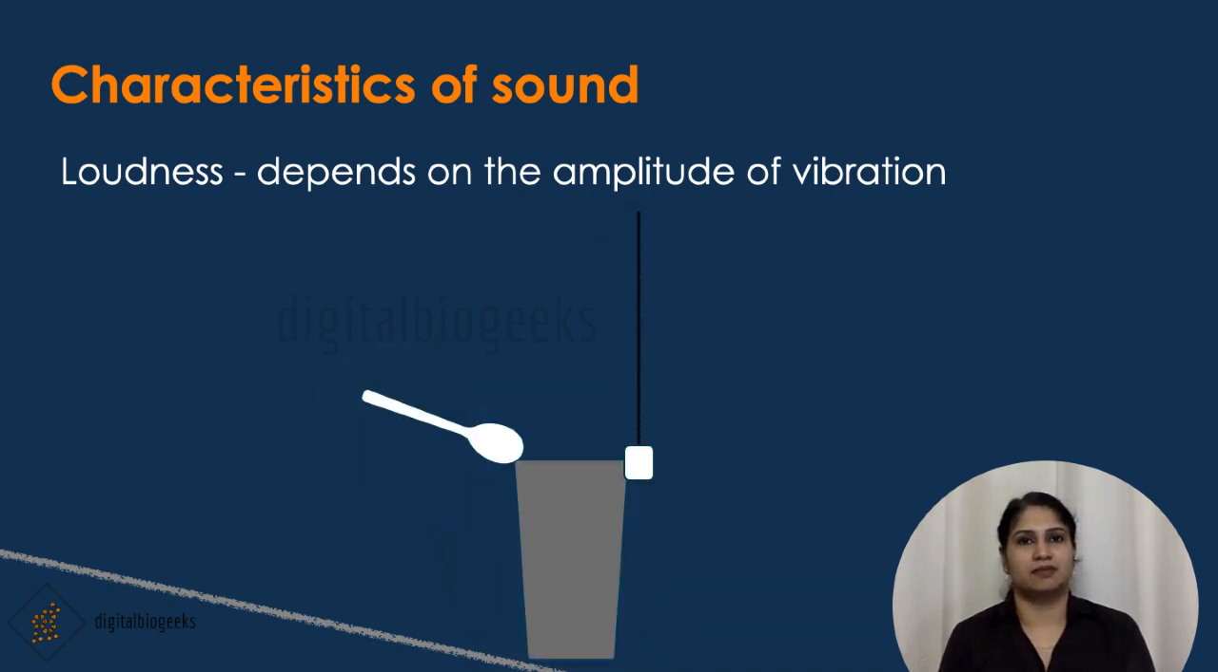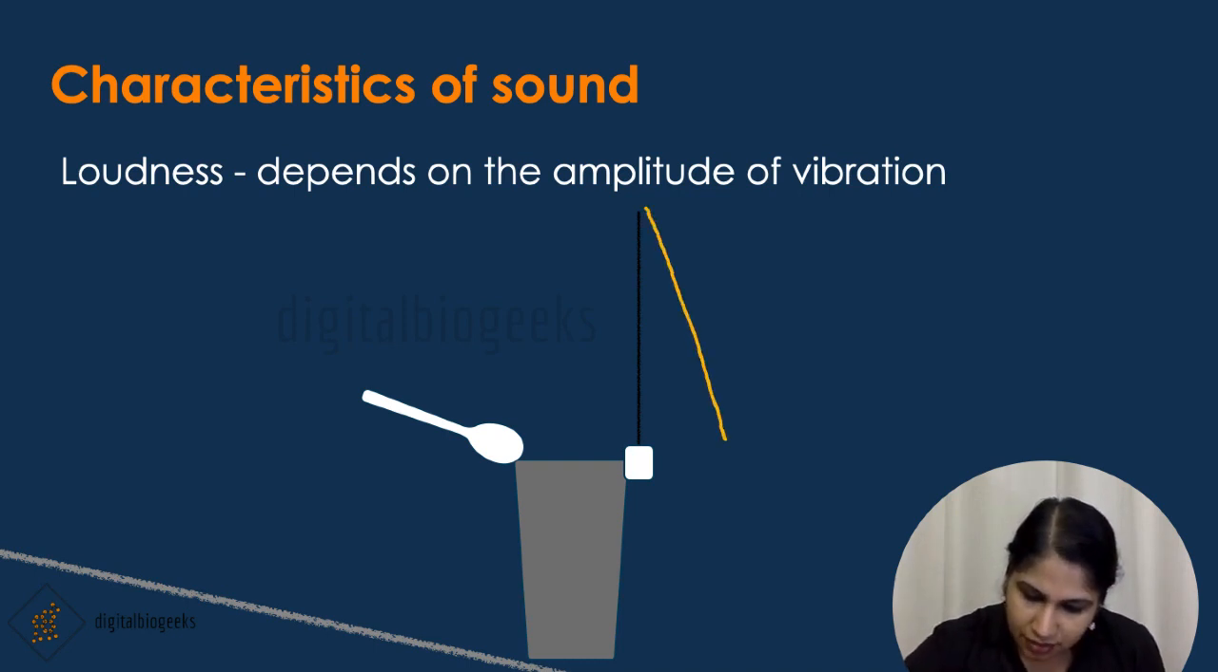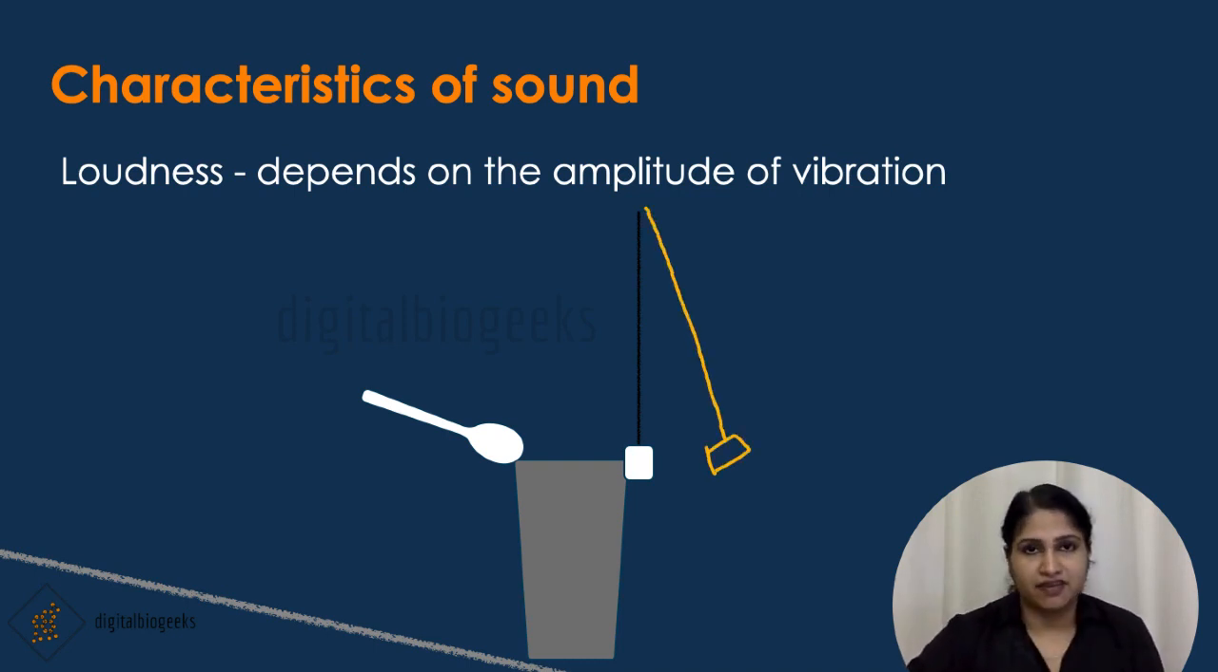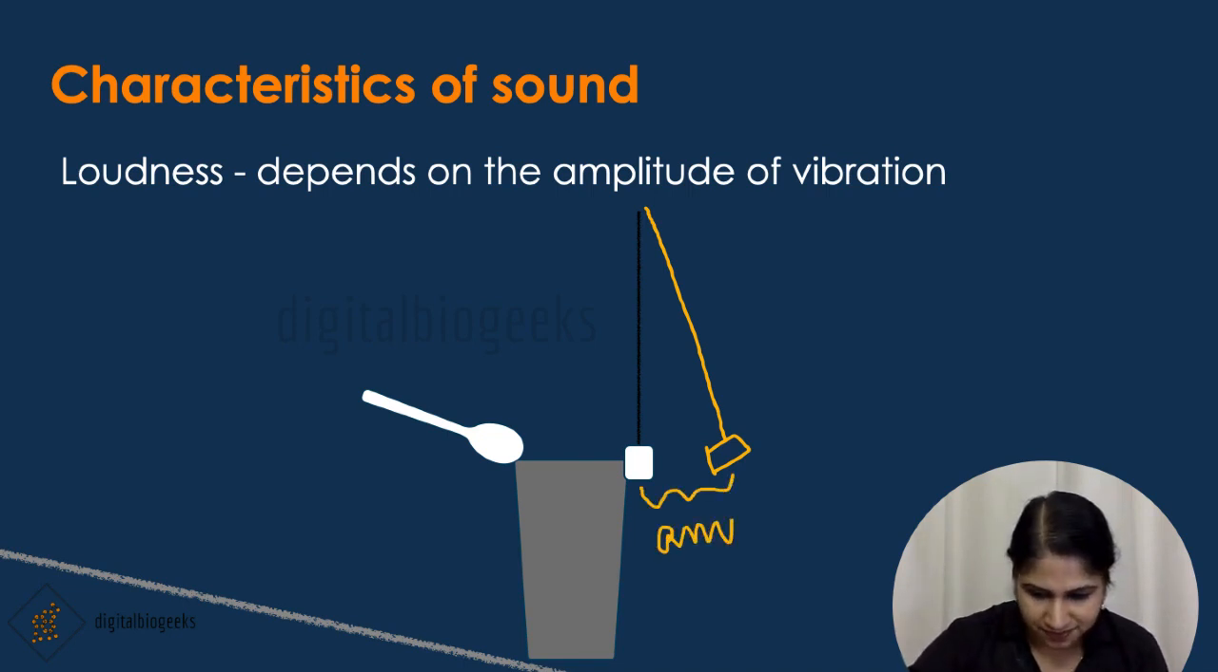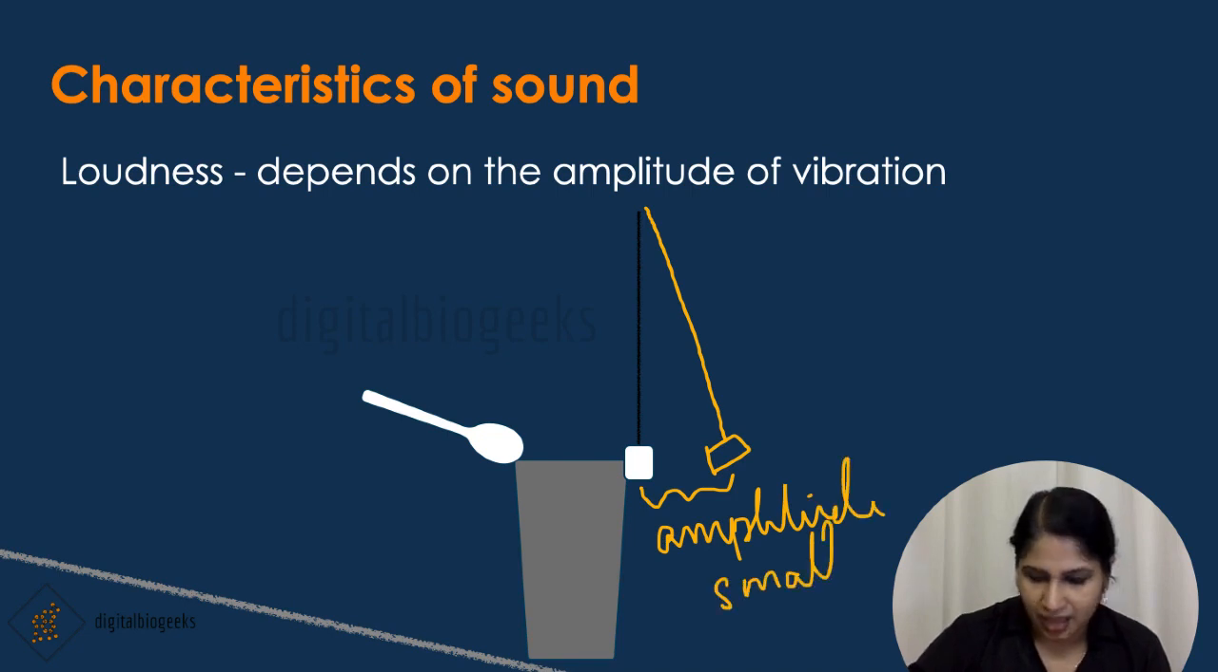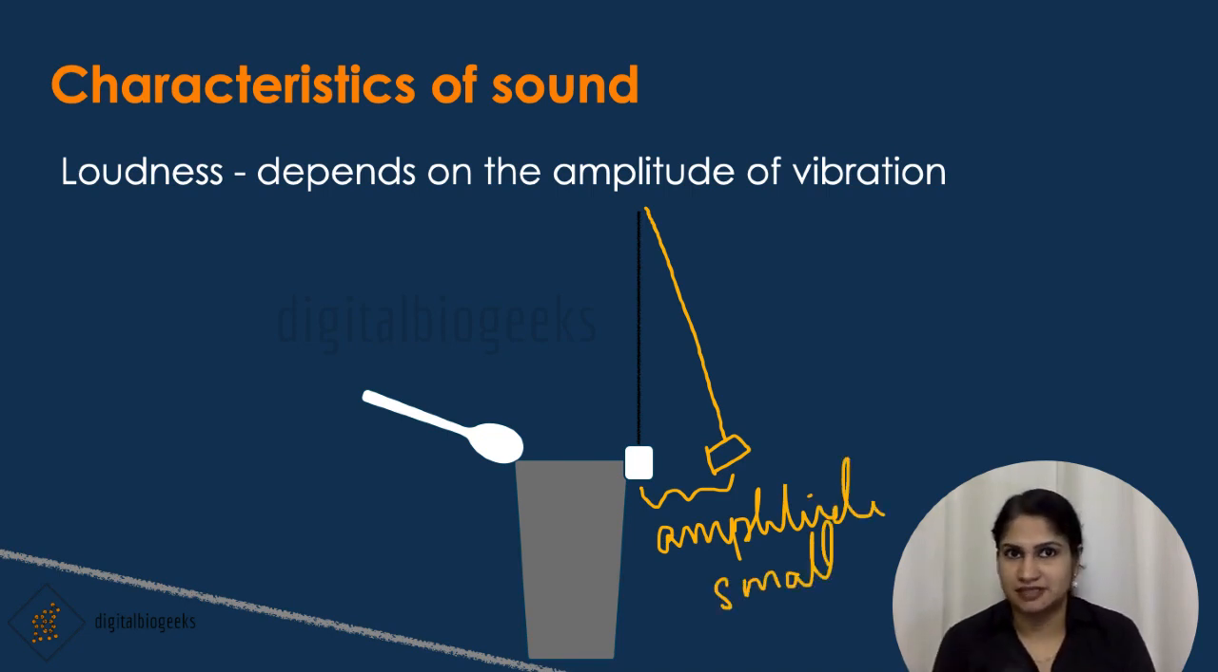Take a metallic tumbler and a metallic spoon, and take a small thermocol ball and tie it with a thread suspended from a support so that the thermocol ball touches the rim of the tumbler. Now gently strike the tumbler with the spoon. We can see that the ball is pushed away to a small distance. That means the amplitude is small, and we can hear only a feeble sound.